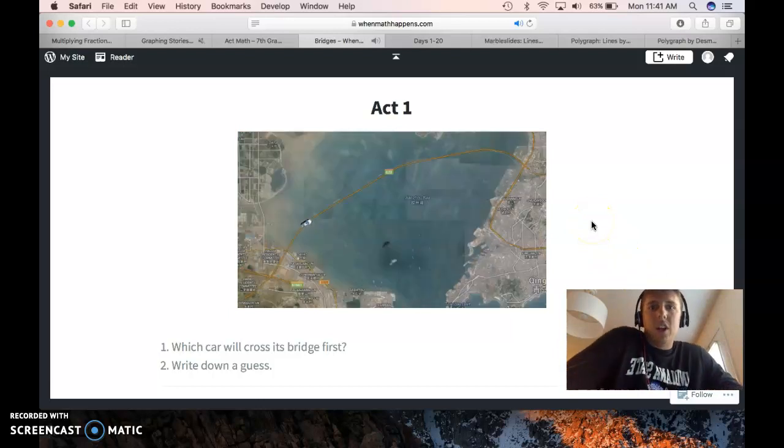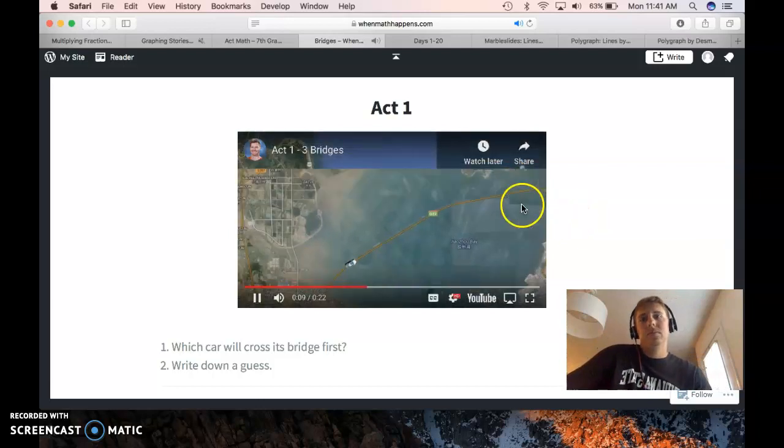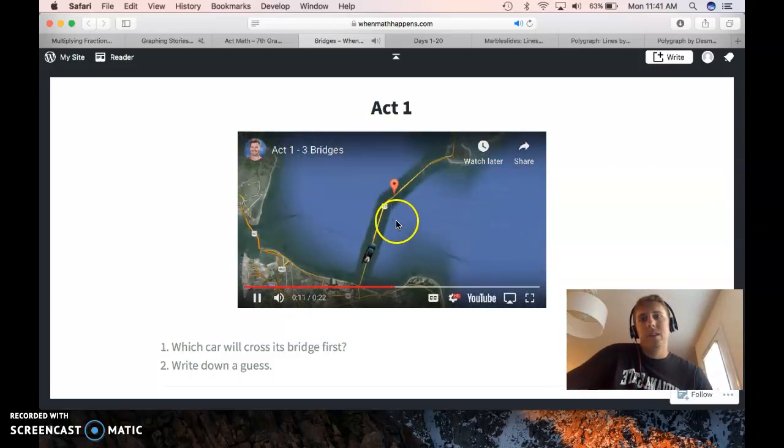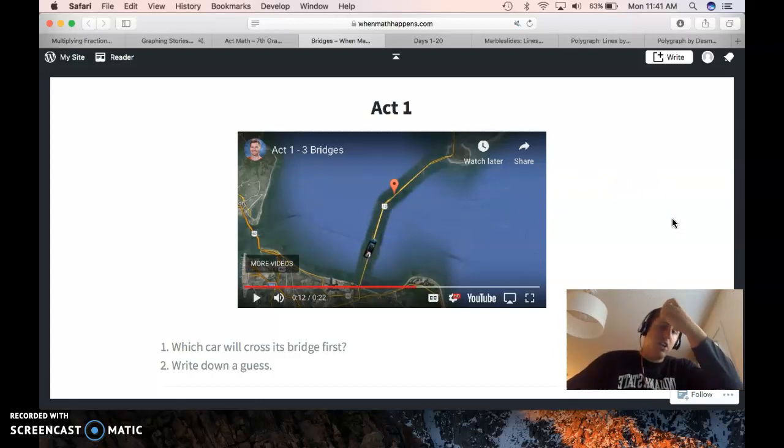these cars driving across bridges. And if you can't hear the volume, it's just telling them the rates that these cars are going across the bridges, and that's all the information it gives them. So then it asks them to answer which car will cross the bridge first, and to write down a guess just based on the information you're given. And it gives them different rates, like one's in kilometers per hour, one's in miles per hour. One tells them it's sitting in traffic for 20 minutes and then goes a certain miles per hour.